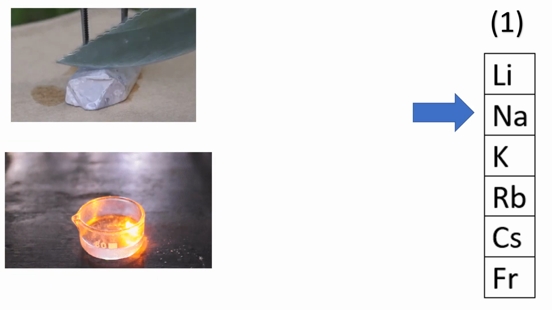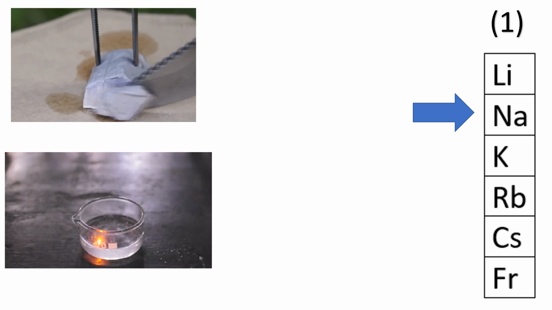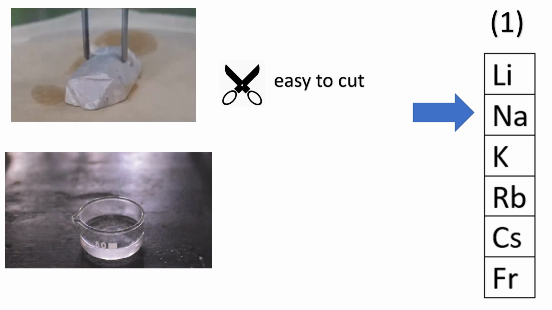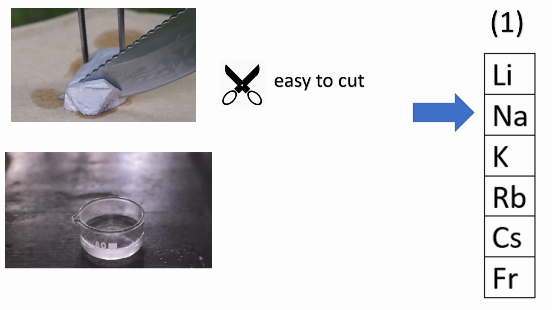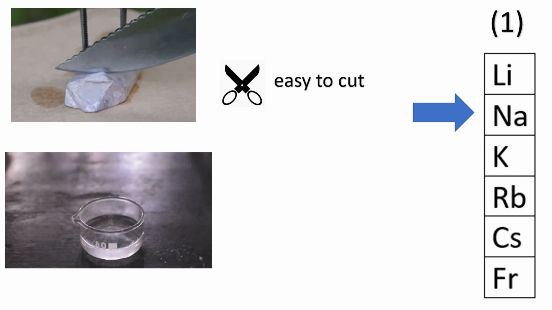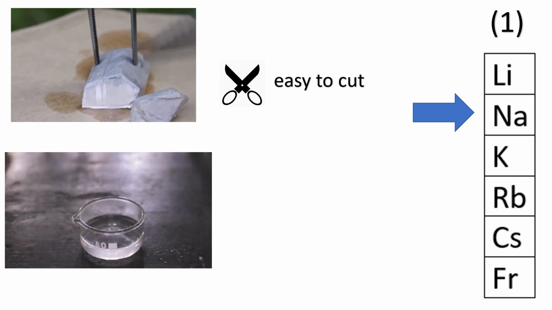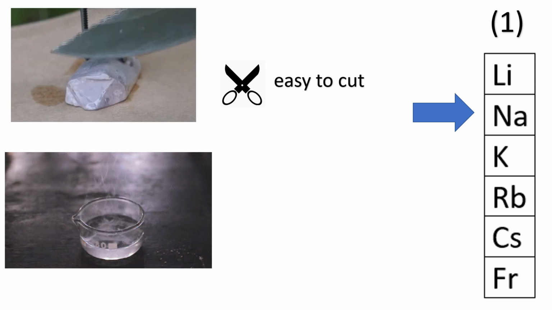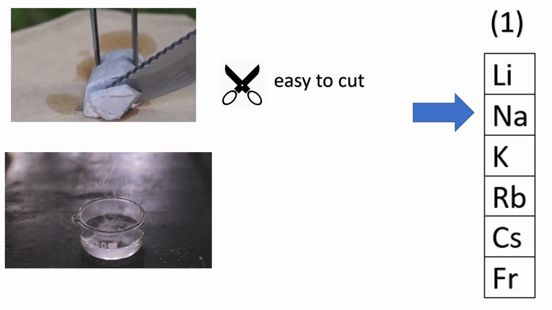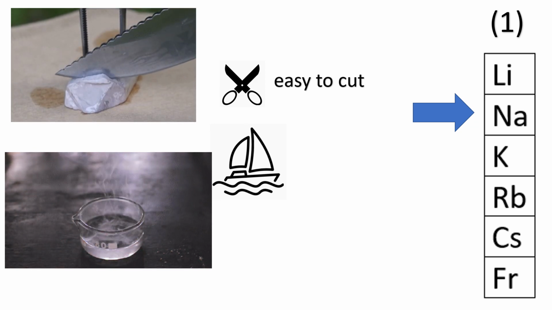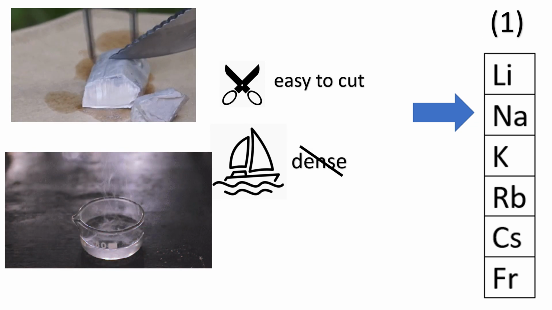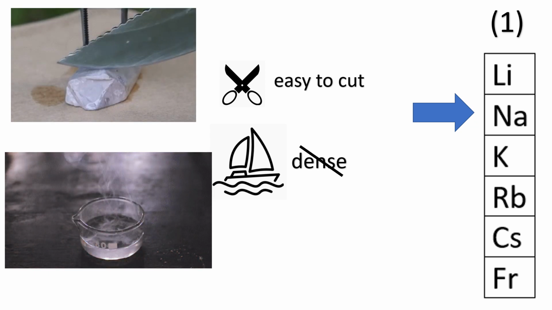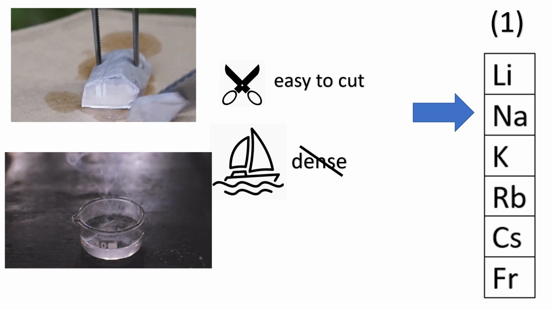Okay. So then let's look at the next one. Let's look at sodium. Again, you can look at that top GIF there, and not only is it easy to cut, it's actually easier to cut than the lithium. So when I'm doing this as a practical, sometimes lithium is quite hard work to get the knife through, whereas sodium, you can see it's a bit like cutting cheese, really easy to cut through. Again, it's a bit harder to see on the bottom GIF, but it does float on water, and therefore it is low density.